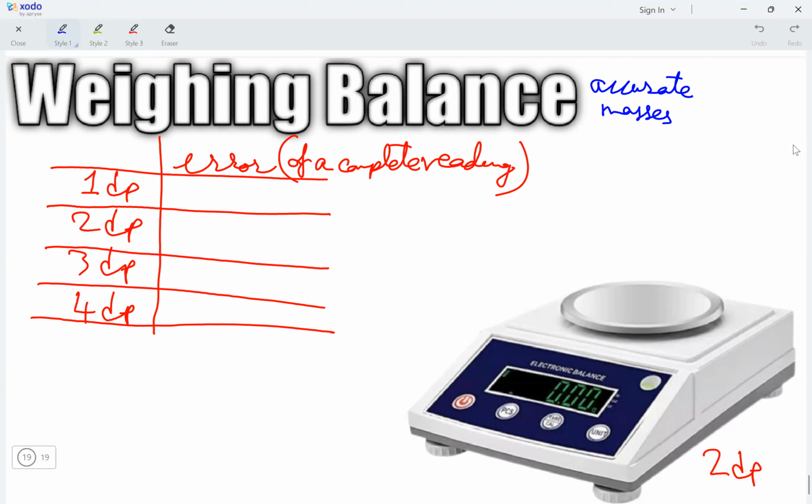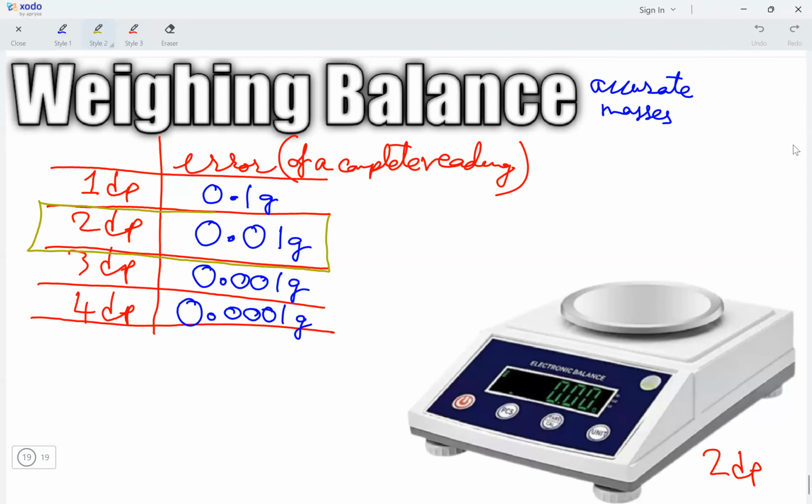For a 1 dp weighing balance, the error would be 0.1 grams. For a 2 dp weighing balance, it would be 0.01 grams. For 3 dp, it would be 0.001 grams. And for 4 dp, it would be 0.0001 grams. So these are the errors that are there in using the weighing balance measuring to 1 decimal place right up till 4 decimal places. However, as stated, the most common weighing balance in a chemistry lab is the one measuring to 2 decimal places.